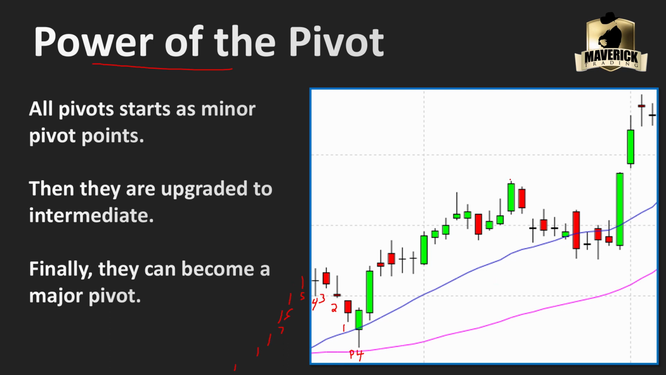Or if we see one where we can see all of the data, look at this pivot. How powerful is it? Well, there's a lot of candles to the lower left, but how many candles to the lower right? There's 1, 2, 3, 4, 5, 6, 7, 8, 9, and then the 10th candle broke through, so that stops it. This was a P9. That's how powerful that pivot was.